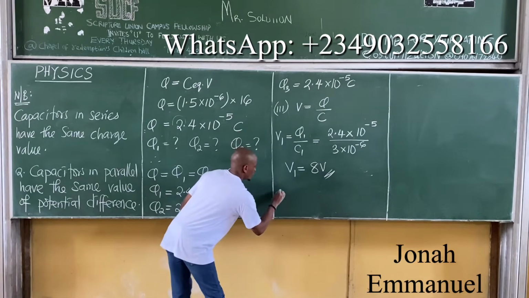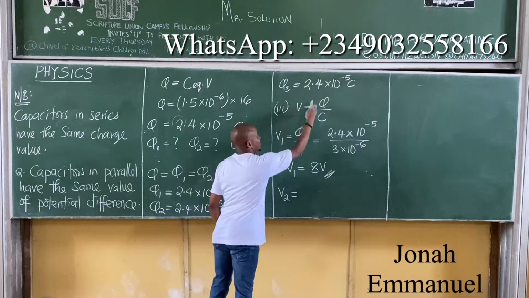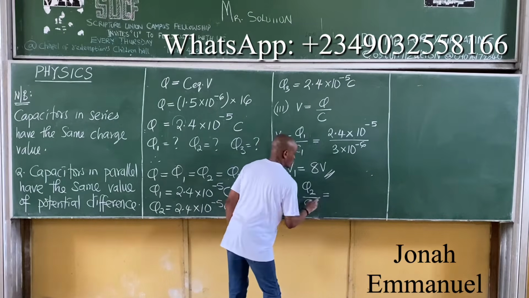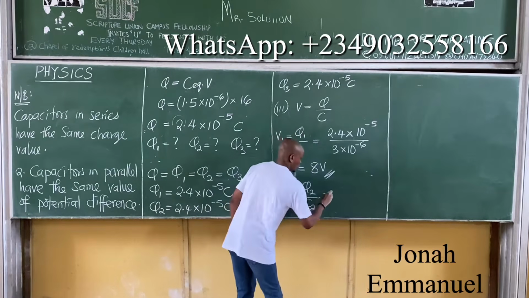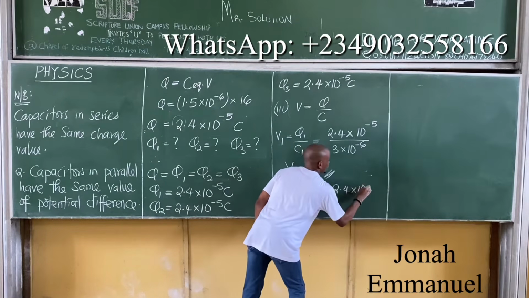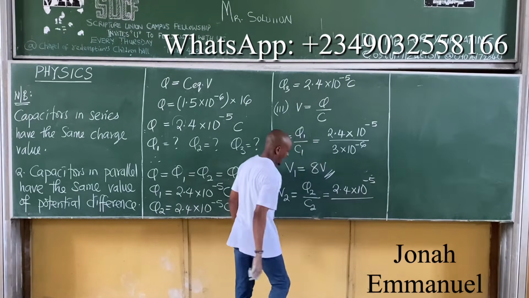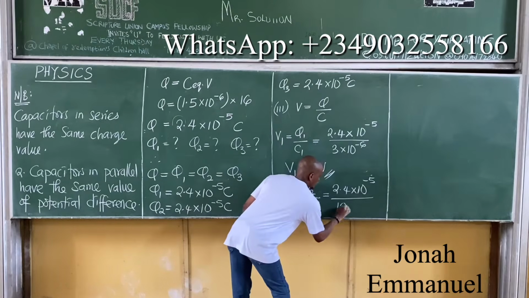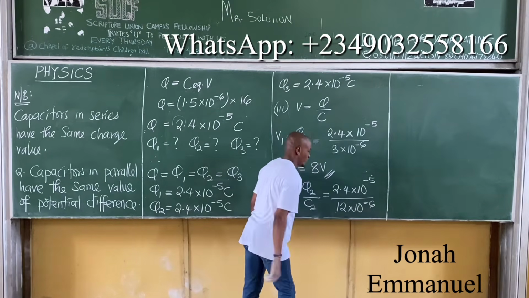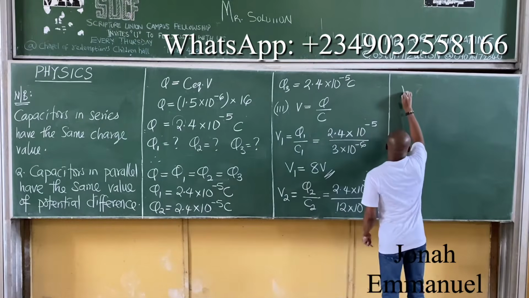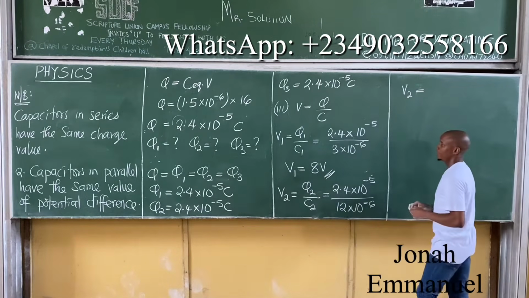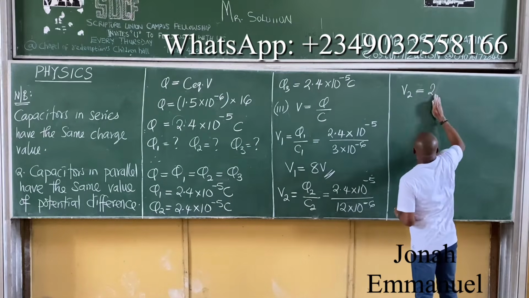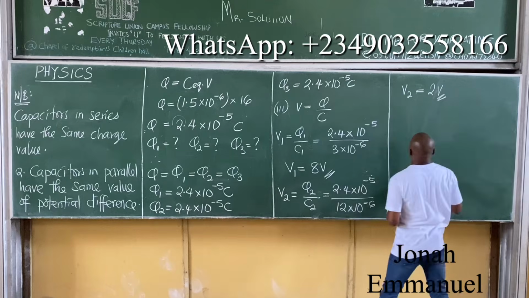Let's get V2. V2 will be equal to, from the same concept, Q2 over C2. Q2 is a constant, the same thing here. So 2.4 times 10 to the power minus 5 all over C2. Please recall C2 for me. 12 micro, so 12 times 10 to the power minus 6. So I have that V2 is equal to 2 volts.